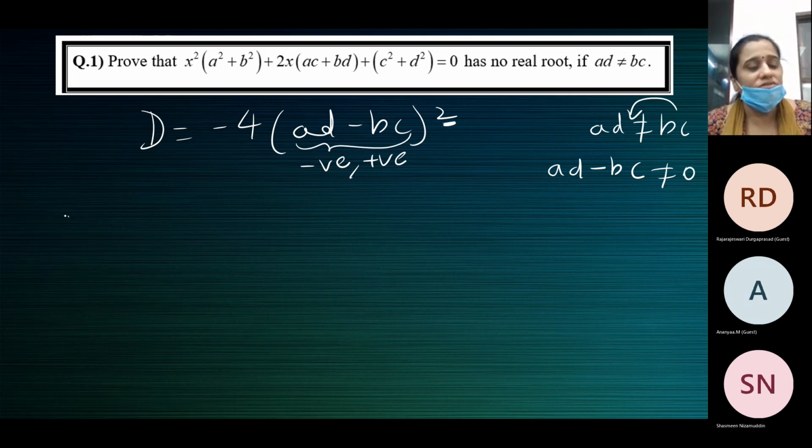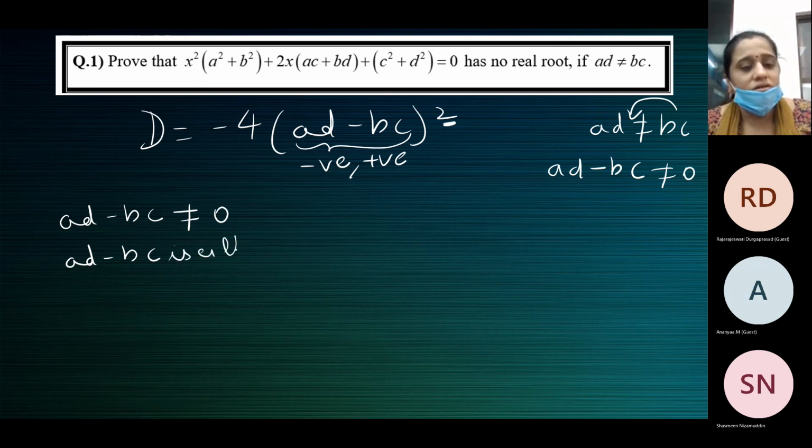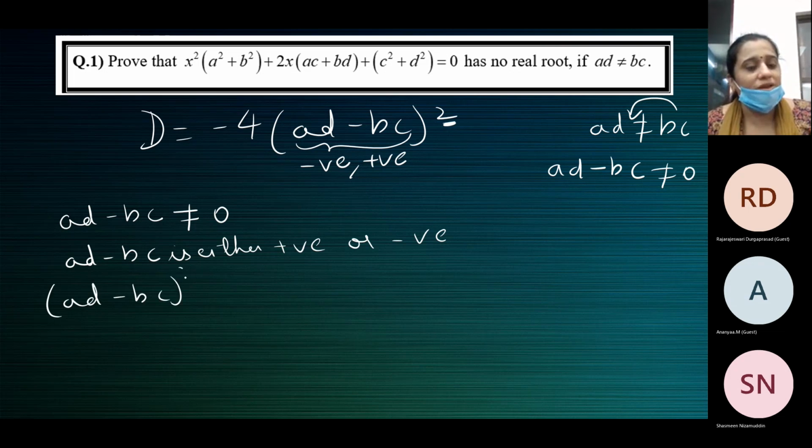How do you write all this? AD minus BC is not equal to 0, correct? So that means AD minus BC is either positive or negative, correct? So AD minus BC the whole square will always be positive or negative?